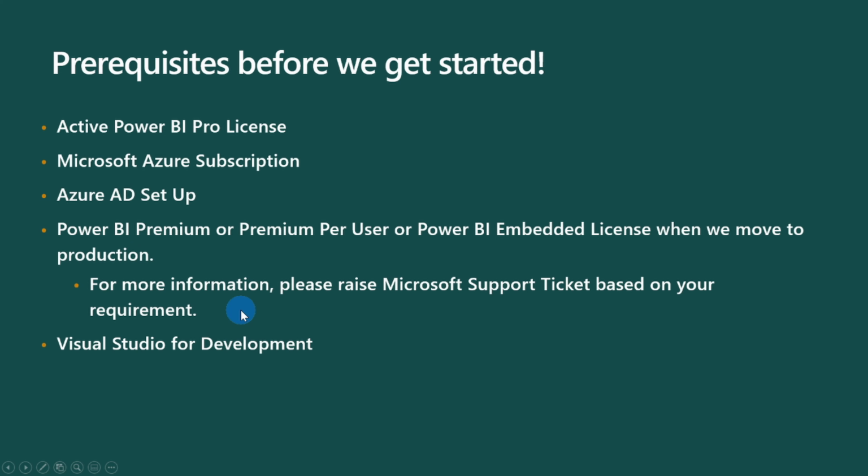One more important thing. You may be confused about which license to choose when you move to production. Should I choose Power BI Embedded, or Power BI Premium, or Premium per user? You will find more detail about that on the official Microsoft site. Based on our organization's need, we need to choose the right licensing. For that, you can raise a Microsoft support ticket, where Microsoft vendors can contact you and explain the licensing policies and procedures, and you can choose the most appropriate license for your organization. And at last, you need Visual Studio or Visual Studio Code for the development process. So these are the licenses and tools we need in order to get started with Power BI Embedded.